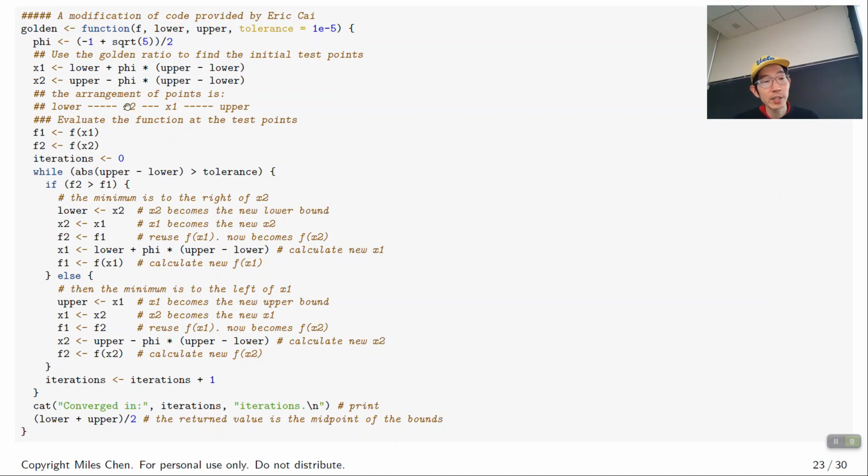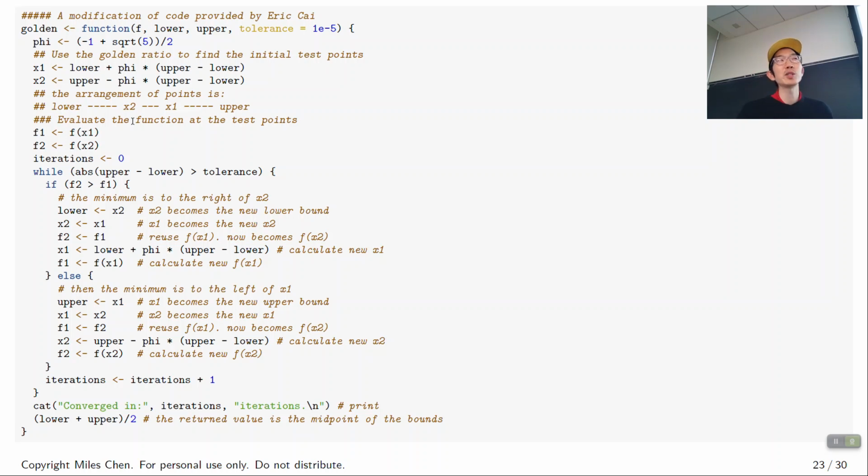Okay? If x2 ends up lower than x1, then x1 is going to be the new upper bound. x2 becomes the new x1. f2 becomes the new f1. Okay? And again, these are just reassignments. We're not recalculating anything, and we only make one call to calculating the function. Okay? Now we've calculated a new location for x2, and we calculate the value of the function f at x2.